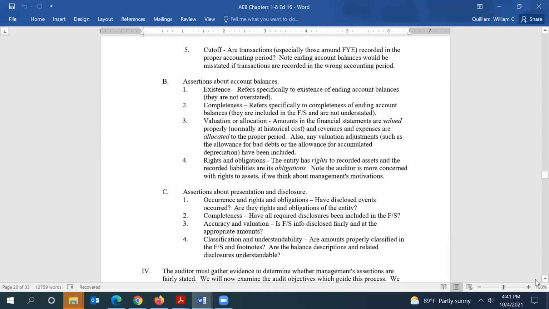Then if we think about rights and obligations, sometimes people refer to this as ownership because, again, we're more concerned about whether management owns those assets.